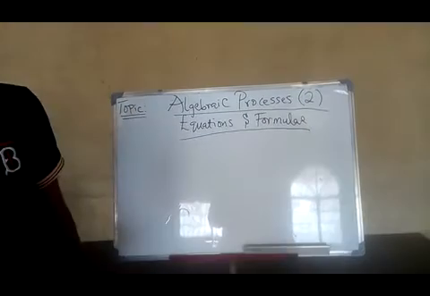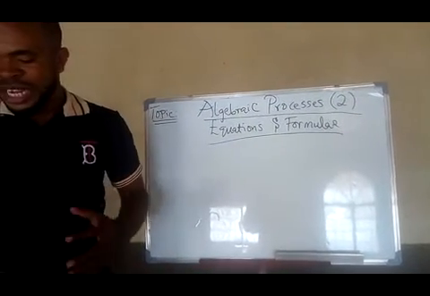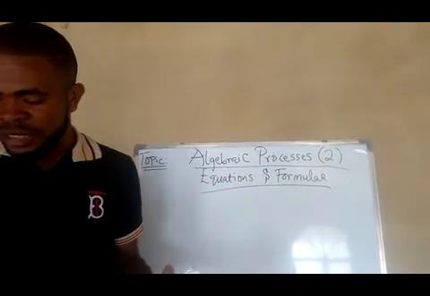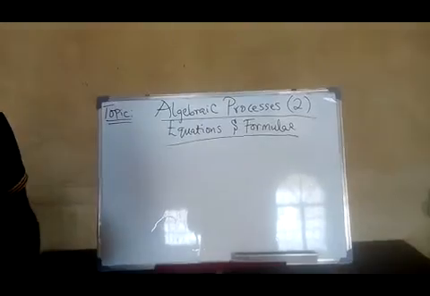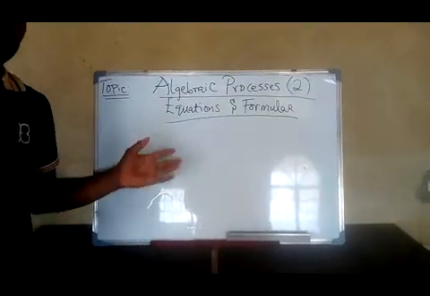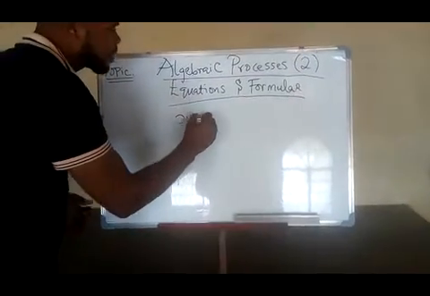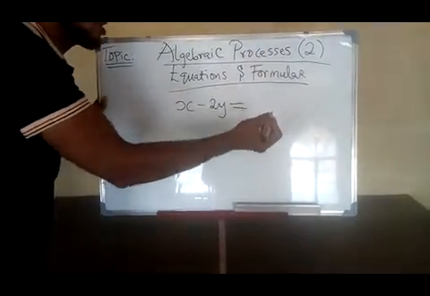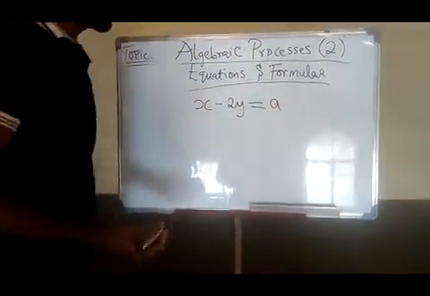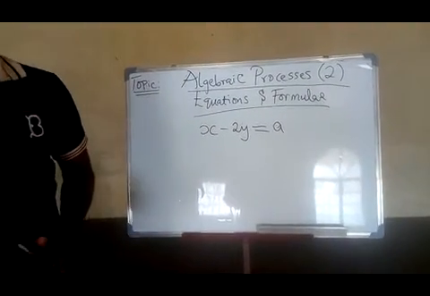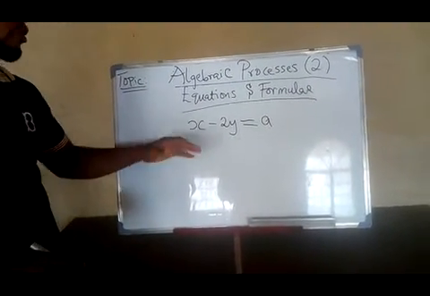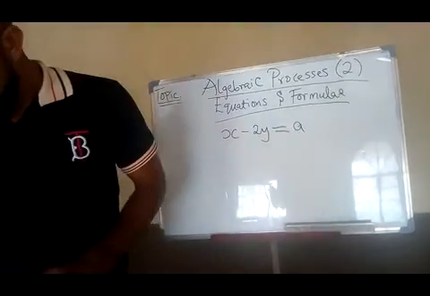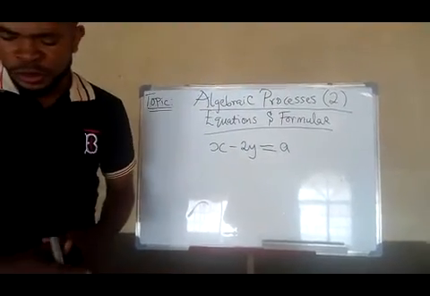When we talk of equation, an equation is a statement that two algebraic expressions are equal in value. Anytime you have one algebraic expression, let's say x minus 2y, and you say this is equal to, let's say, A, this is an equation. The main thing about equations is that you have variables equated to themselves using the equal to sign. Okay? And let us see some examples of equations.